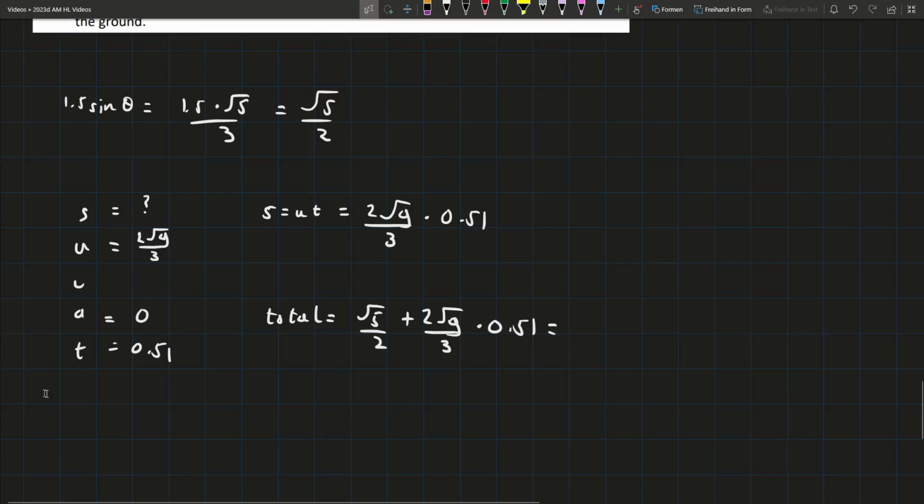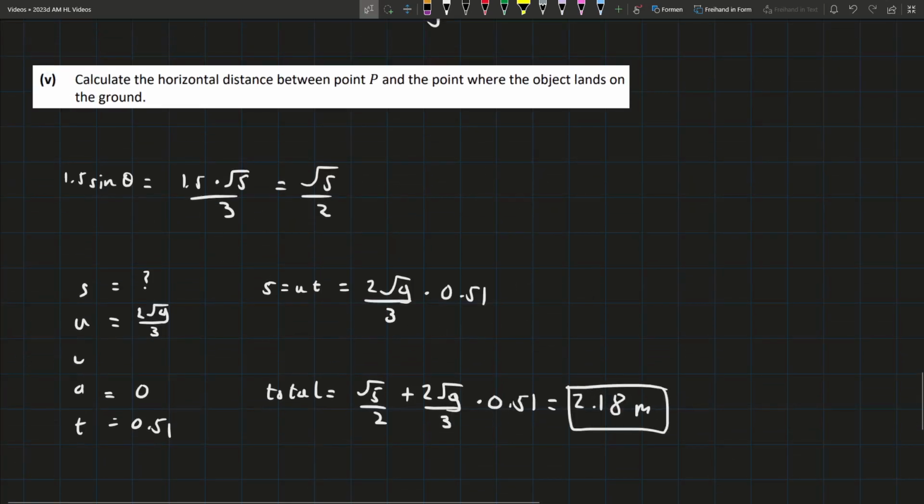Put that into your calculator. You get that it traveled about 2.18 meters, and that's the answer. Again, that's not the answer they got in the marking scheme, but that's because they got a different value for time, because I think they calculated this wrong. But again, if anyone notices a problem with that, please let me know.